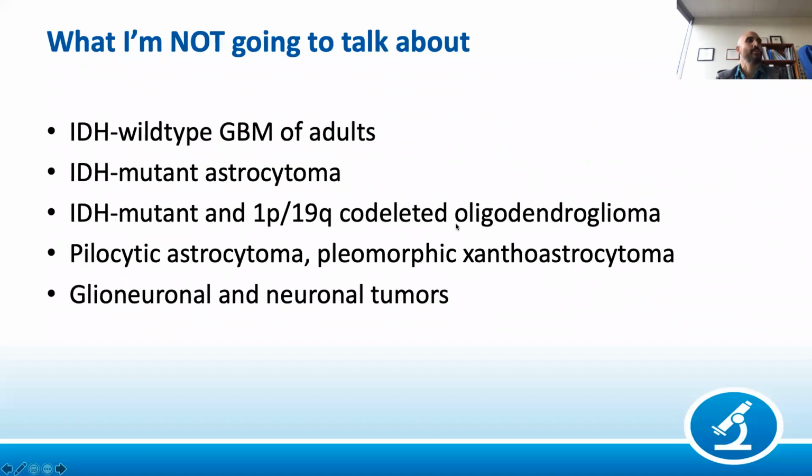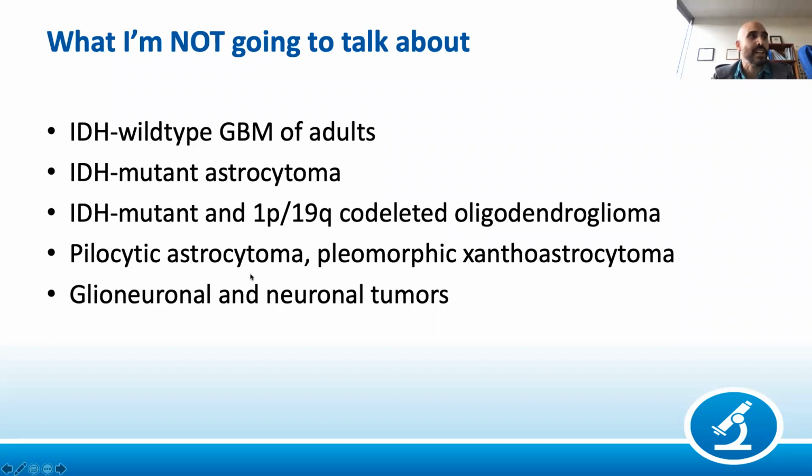First, like I said, I've been tasked to talk about rare gliomas. So let me start by telling you what I'm actually not going to talk about. I'm not going to talk about things that are common. So I'm largely going to leave out IDH-wildtype GBM and IDH-mutant astrocytomas and IDH-mutant and 1p19q codeleted oligodendrogliomas. Those compose the majority of the adult diffuse gliomas, and I think they're common enough to be left out of a discussion like this.